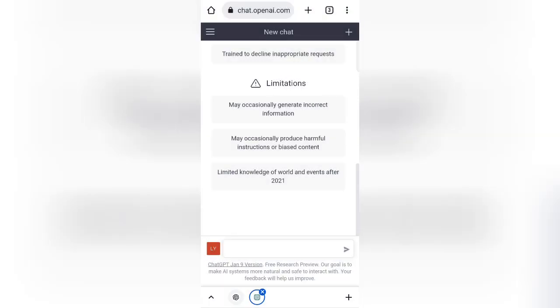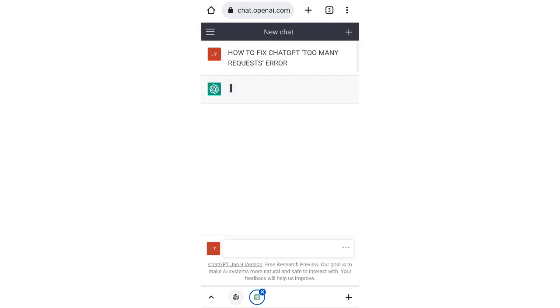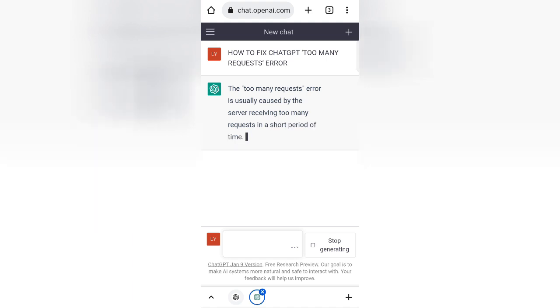ChatGPT is a highly advanced artificial intelligence chatbot launched by OpenAI in November 2022. The online service requires servers to operate, and when they are overloaded with high volumes of traffic, sometimes they glitch. There are multiple ways to fix the too many requests error. Here are some of the possible solutions.